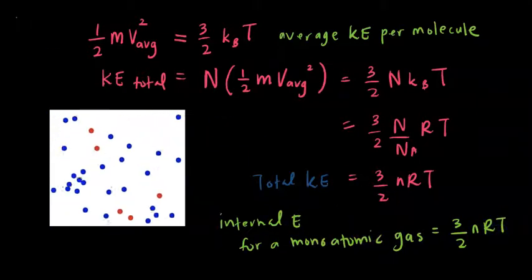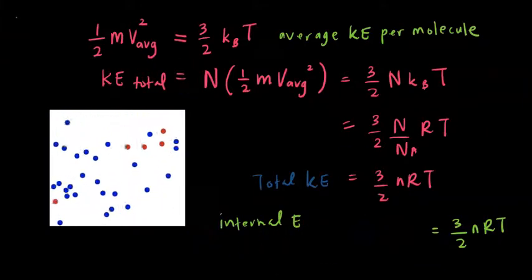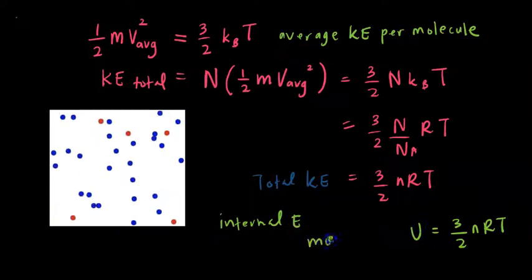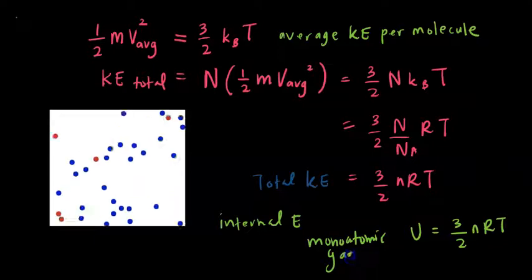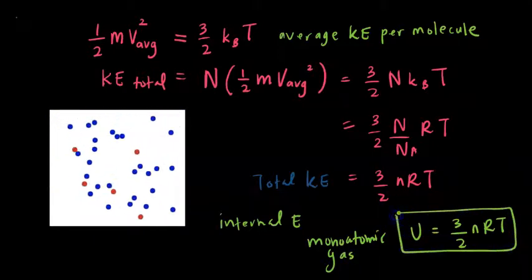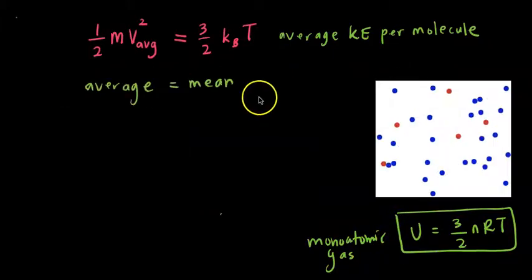Internal energy can be written as U. Internal energy for monoatomic gas. Okay, so that is U. This is how we get the 3/2 nRT. And again, I don't want to make your life harder, but in this case, I have to.